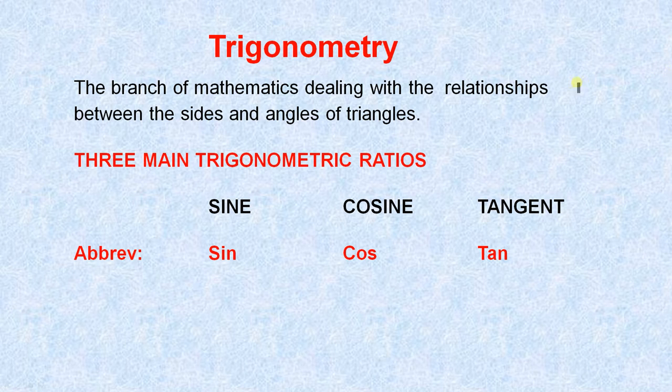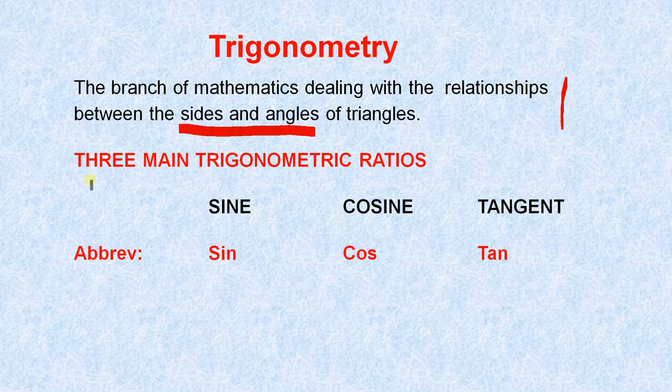Trigonometry. Here's a very simple definition of trigonometry, which will give us an idea. The branch of mathematics dealing with the relationships between the sides and the angles of triangles. So just to start off, we're really looking at triangles and the relationships between the sides and the angles of those triangles. That's what trigonometry deals with, just for our purposes at this time.